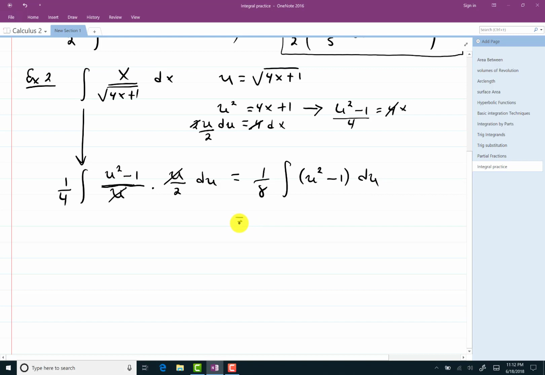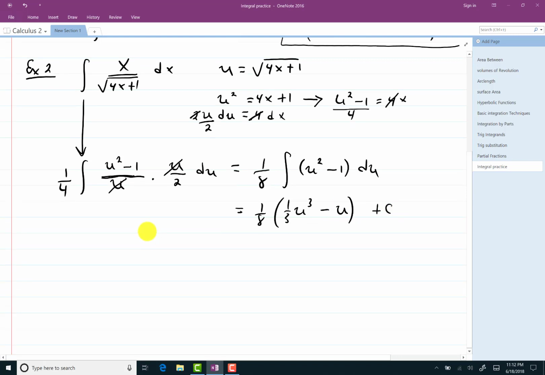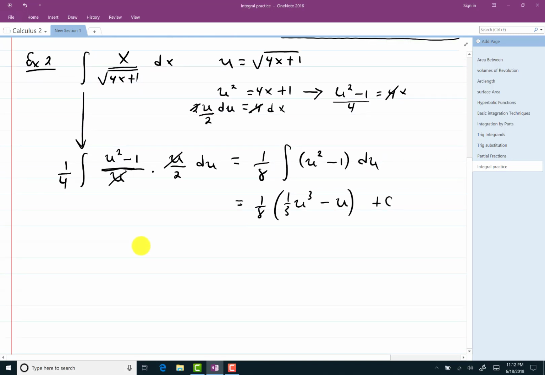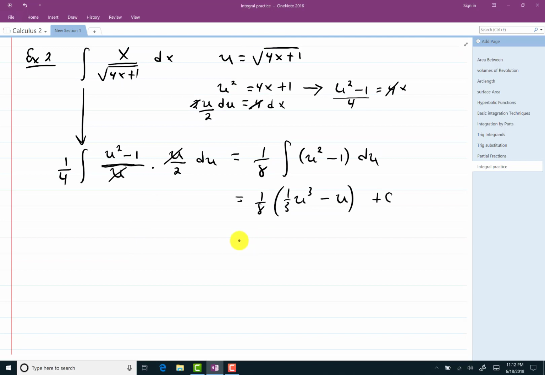Well, this couldn't be simpler, I suppose. This is 1/8, 1/3 u cubed minus u plus a constant. And then I guess all I have to do now is plug in what u was. u is this radical 4x plus 1, so I get 1/8, 1/3 times 4x plus 1. Well, here it's to the 1/2, and then if I throw this third in here, I'll get to the 3/2, and then I'll have minus the square root of 4x plus 1, or you could write it as to the 1/2 if you want to.